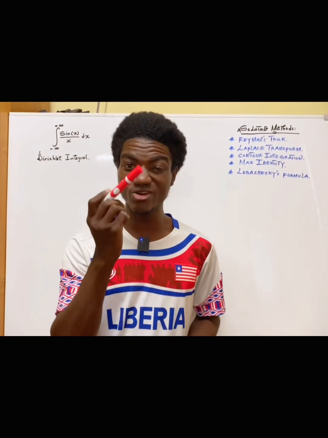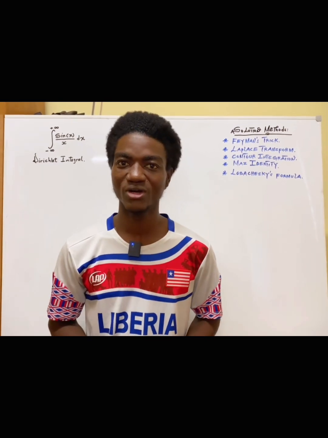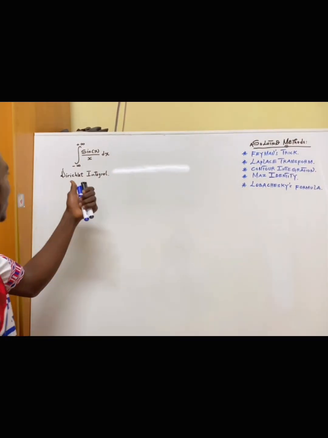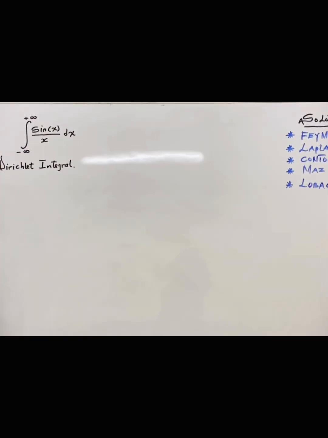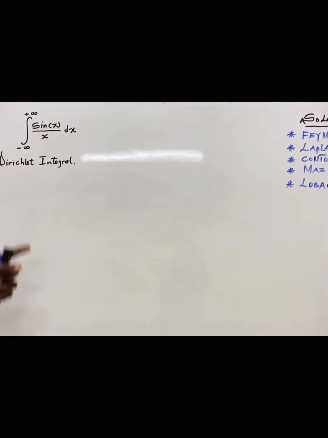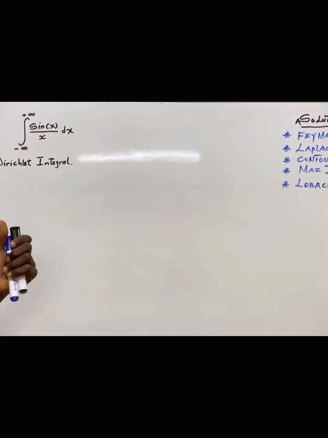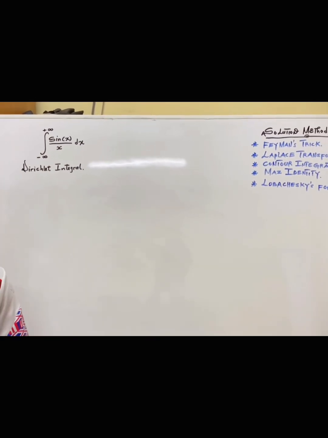Today we have a very interesting integral to tackle. Don't worry, it's very simple. The integral here is we have to evaluate the integral from minus infinity to positive infinity of sine of x all over x with respect to x. And this integral is called the Dirichlet integral.